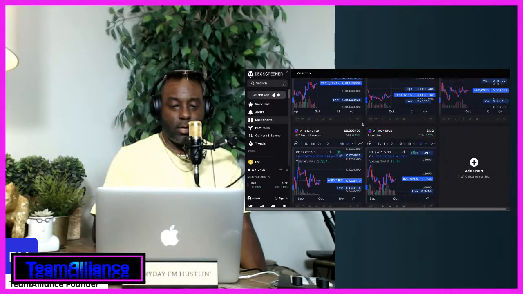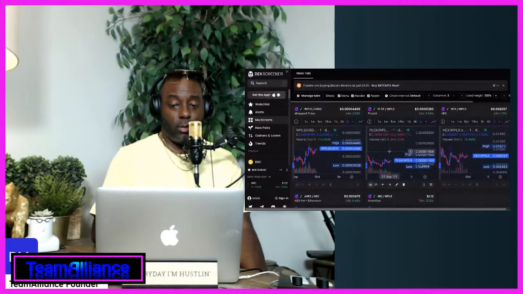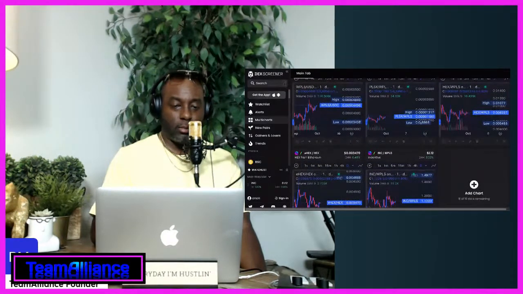Because like I said, once I find out what value it may serve, then I might incorporate it into what I'm doing. But for now, I'm just sticking to the main 4 tokens. So that's Pulse, PulseX, HEX on Pulse, and HEX on Ethereum. All right.